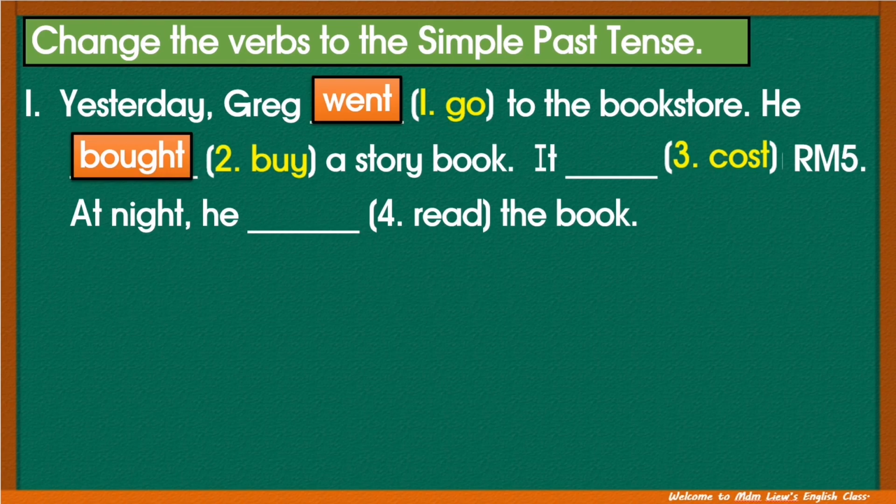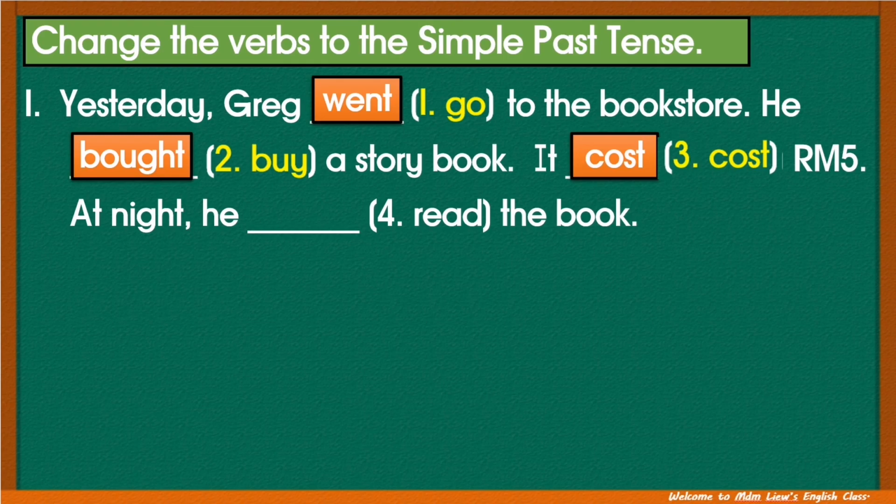What is the past tense of cost? No, you can't add ed. The past tense is cost. C-O-S-T, cost. There's no change in the spelling. Cost remains cost. It cost 5 ringgit.